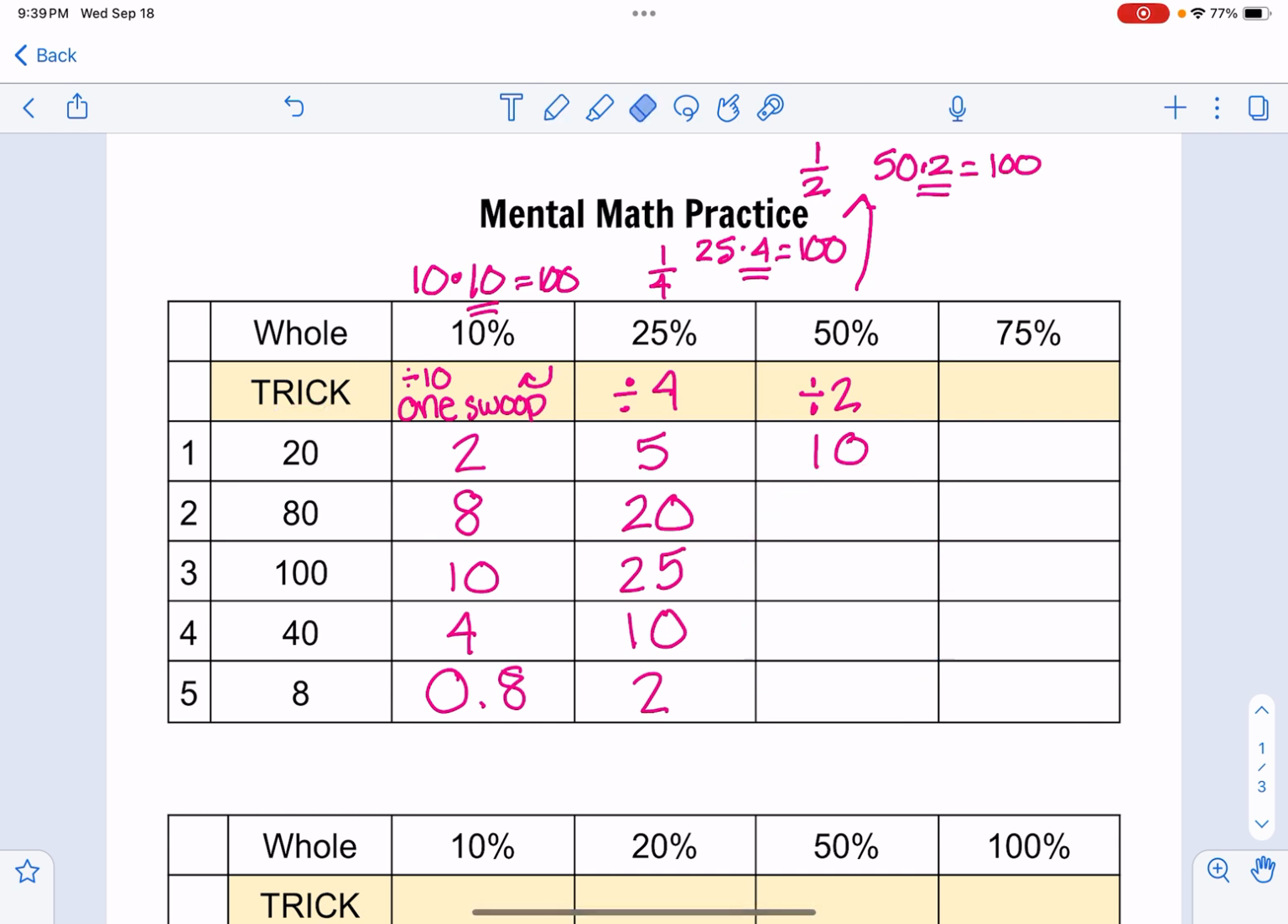All right, hopefully you're ready to go over it. 80 divided by 2 gives us 40. 50% of 80 is 40. 100 divided by 2 gives us 50. 40 divided by 2 gives us 20. And 8 divided by 2 gives us 4. So 50% should always just be half of the number.